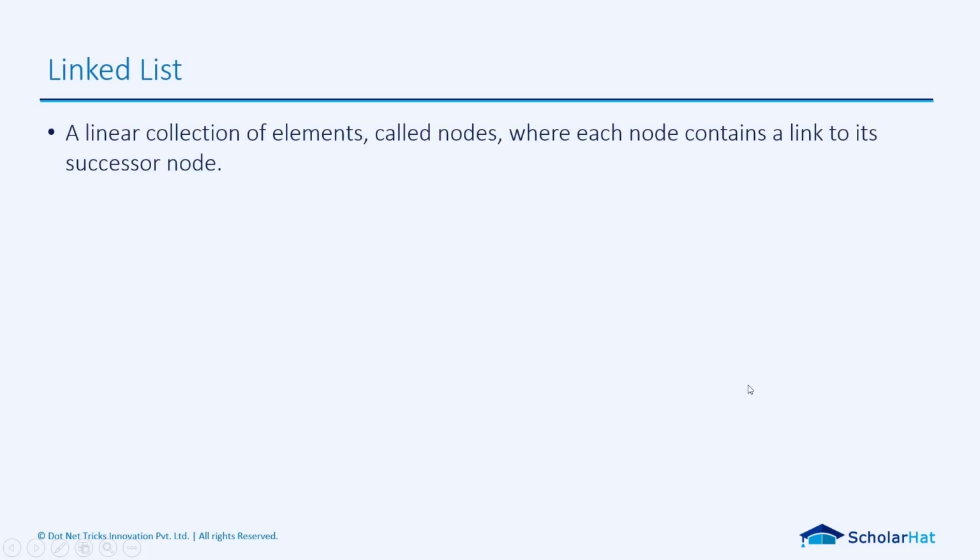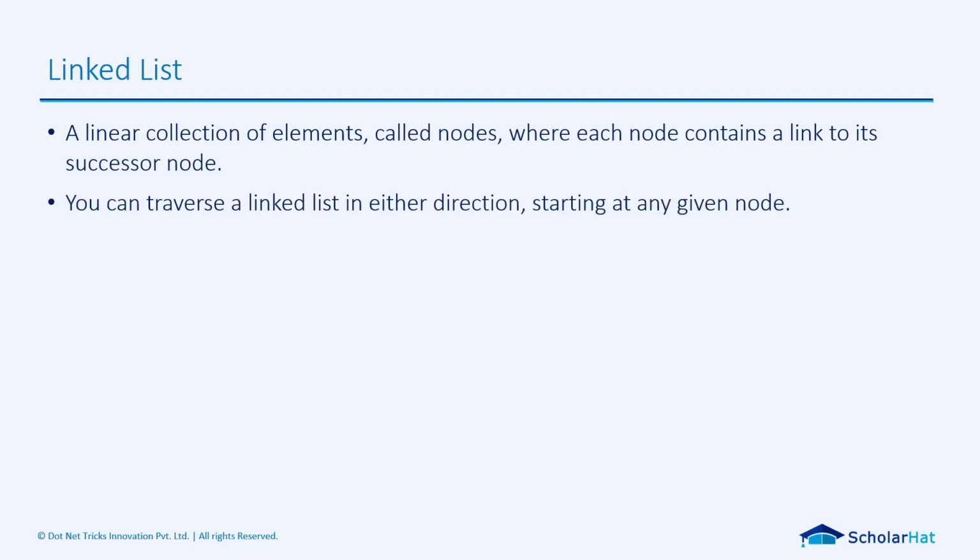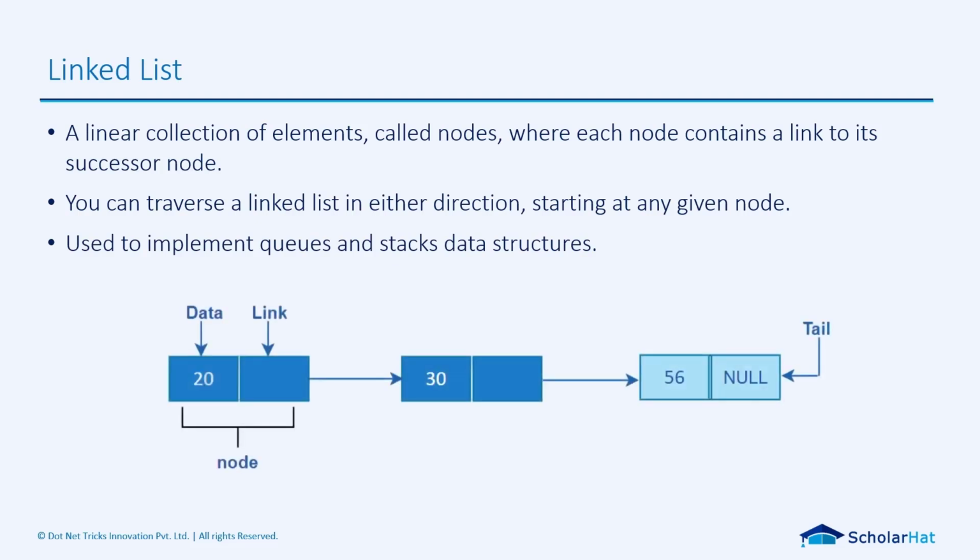A linked list is a collection of elements and it's a linear data structure, and those elements are called nodes. Each node contains a link to its successor node. What does this mean? It means one node is going to have data and the successor of the next node. It means the reference of the next node is stored in the previous node. So you can traverse the linked list in either direction starting at any given node. It's used to implement a queue, stack, data structure, and lots of other problems are solved.